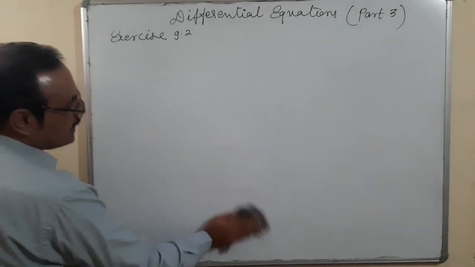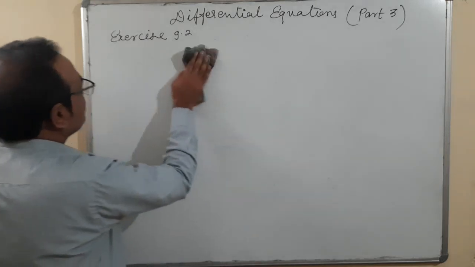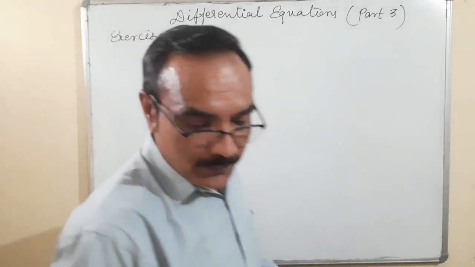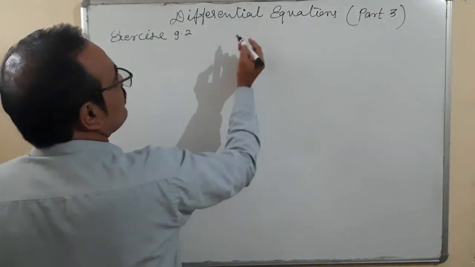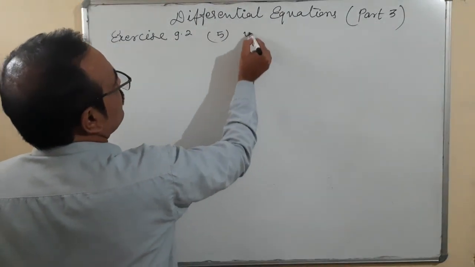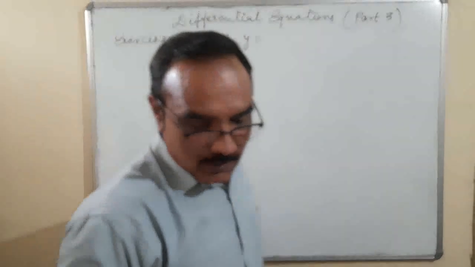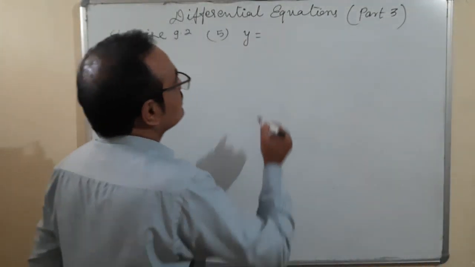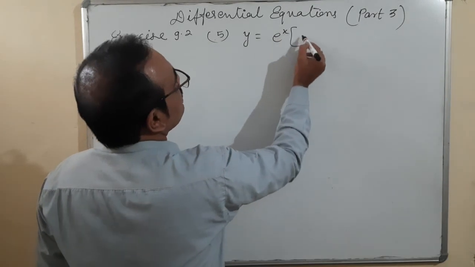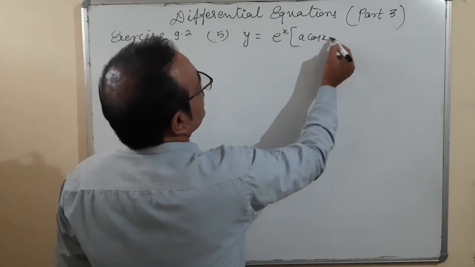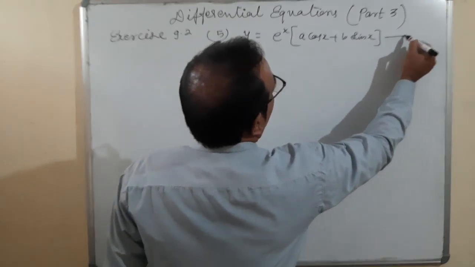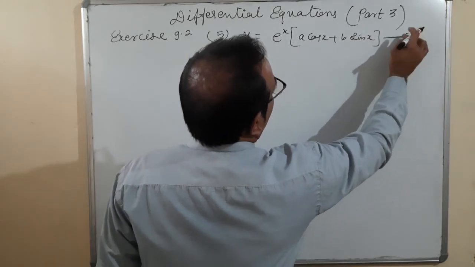And now one question I am taking, question number 5, the fifth question of it. y is equal to e to the power x times (a cos x plus b sin x). e to the power x times (a cos x plus b sin x). Okay. Equation number 1.